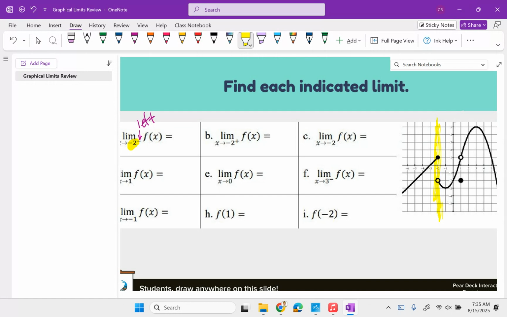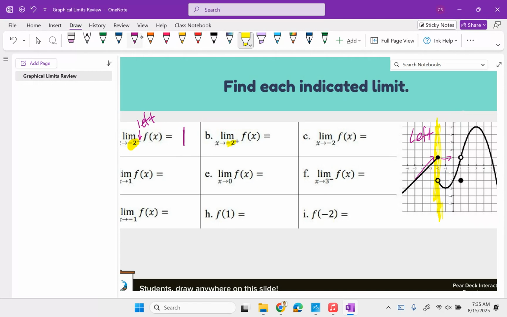All right, so -2 from the left side, and you have to come from the left. This would be the left side of that yellow, okay? So I'm looking for the y value to the left. So what's the y value to the left? 1. Is it 1? I totally pointed to the wrong thing, didn't I? I pointed to the dot instead of the axis. So 1. Perfect, okay?